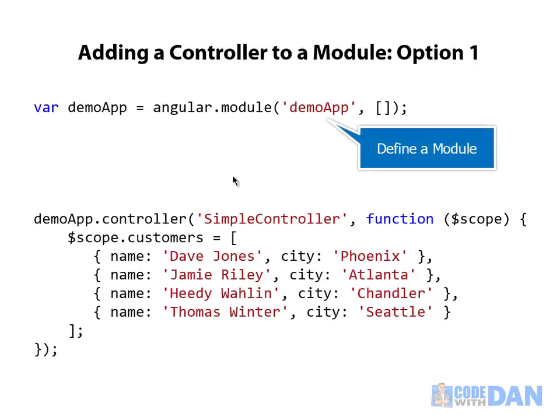So step one is we define our module. Step two is then we use that module object to define a controller. Now what we're going to do is simply give the controller a name, so we give it a string, and then the second parameter is going to be the actual controller functionality. So we have an anonymous function here, the scope is injected, and then we have the standard properties on our scope, and we can have functions and other things, of course.